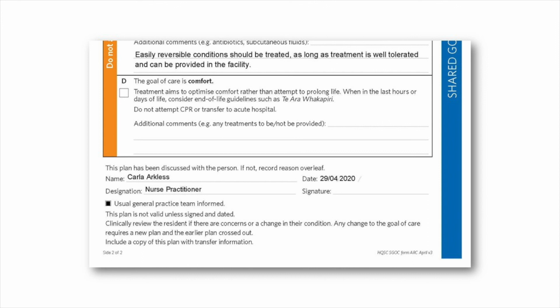This conversation would ordinarily be led by the GP, a nurse practitioner, or a senior registered nurse. If it's a registered nurse that's had the conversation, then of course the content of the conversation should be documented on the form by that person, but the goals of care decision does need to be agreed to and signed by a doctor or nurse practitioner.